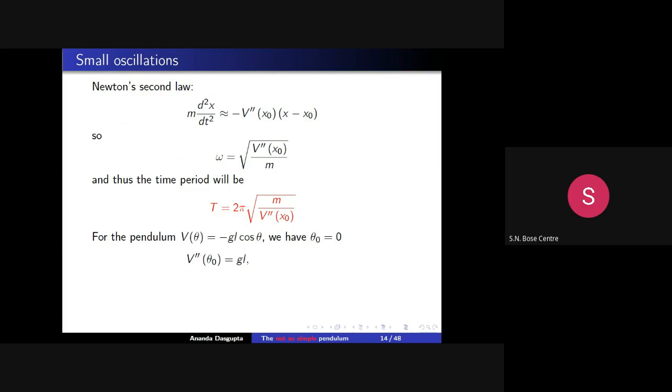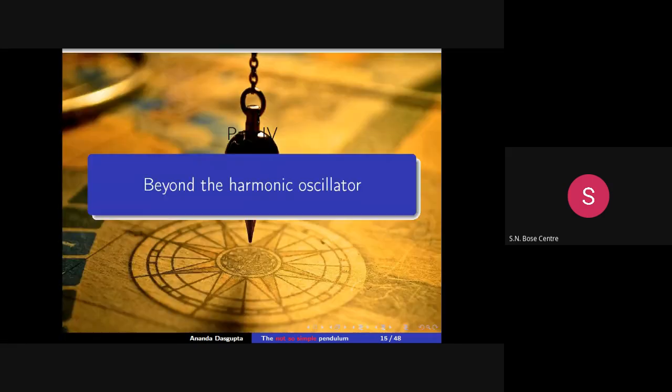The only important thing is, instead of the m in this formula, because you're talking of angular acceleration here, you should be using the moment of inertia. So instead of m, you should be using ml squared. And instead of V double prime at 0, of course, you should use mgl. And then plug that in, you get your very familiar formula, T equals 2π root over L by g. So this is the derivation, at least for the pendulum, of the time period formula that we have.